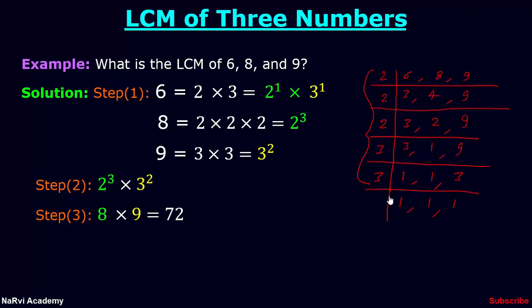Now, in the next step, we just have to multiply these left-hand side numbers, and that's it. Here we have written down these numbers, and if we multiply them, we will get 72, which is the LCM of these three numbers 6, 8, and 9. Let's take another example.